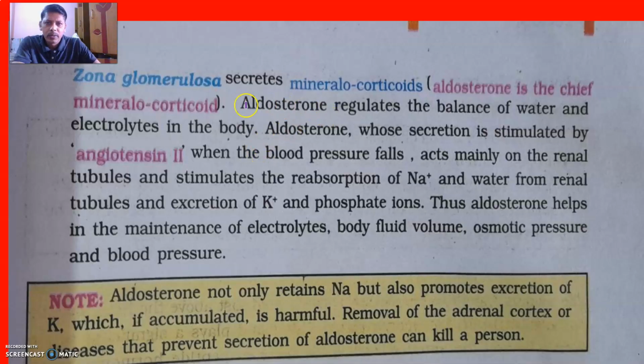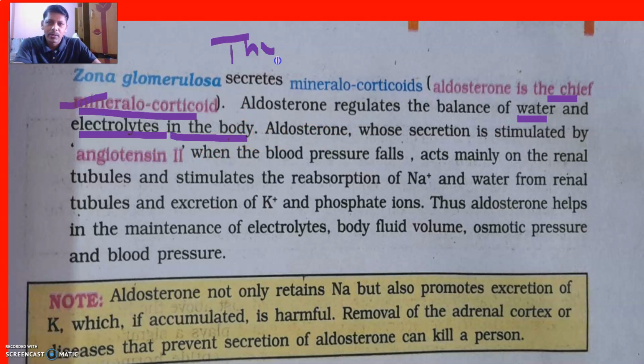Let us see what is given here. Zona glomerulosa secretes mineralocorticoids, called aldosterone as the chief mineralocorticoid. Aldosterone regulates the balance of water, electrolytes, and minerals in the body. That's what is called mineralocorticoid. It maintains water and electrolyte balance in the body. You learned that thyroxine hormone also does the same thing.